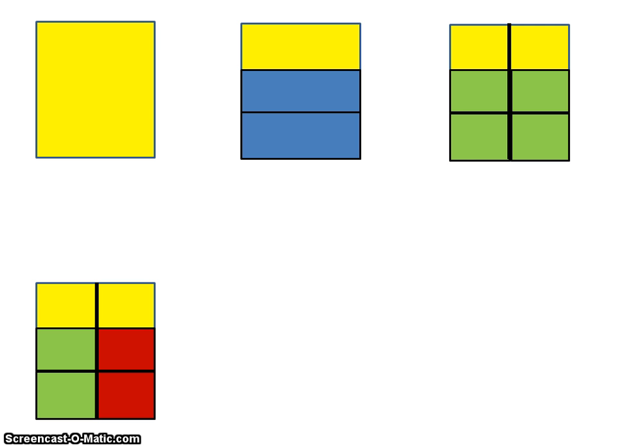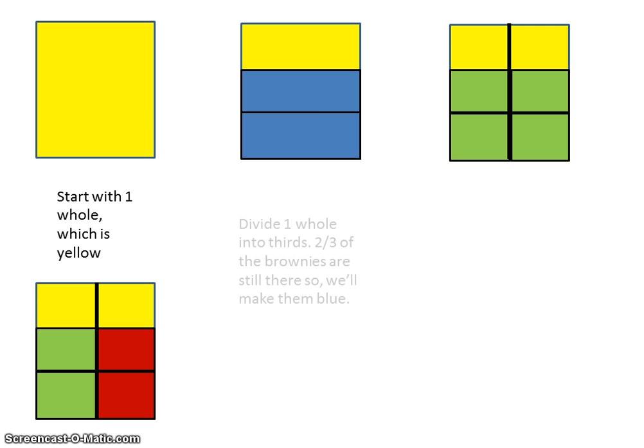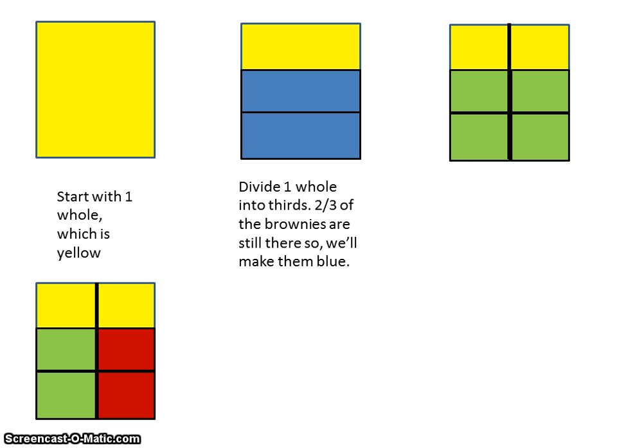Yellow has been our symbol for 1 whole unit. So for the first phase, where we're talking about the pan, yellow will be our whole unit, which means the pan. And then, because there's 2/3 brownies left on this pan, we'll divide this pan into thirds, and then we'll color 2 of those thirds blue because that is representative of the brownies that are still there.